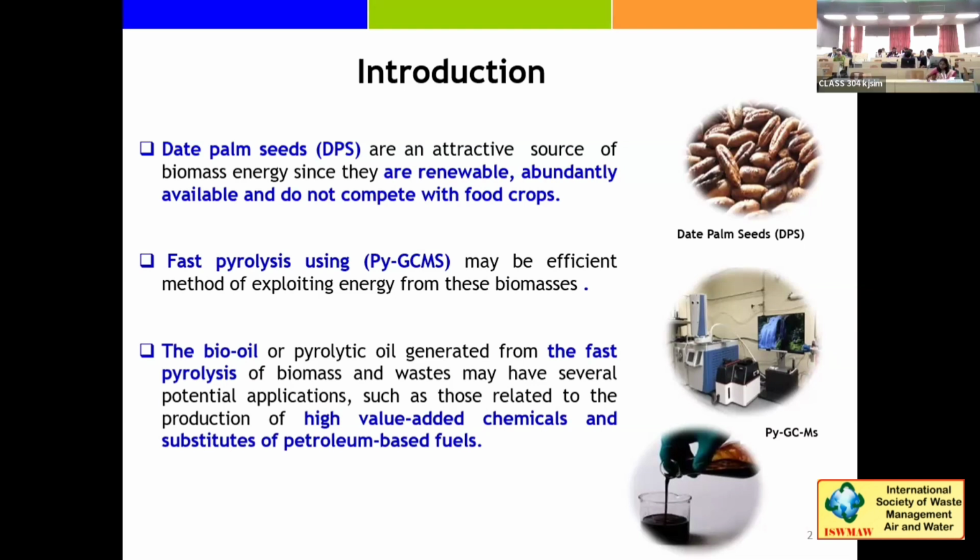So an effective method to harness energy from this biomass is through fast pyrolysis using PGCMS. This process yields a type of oil, or bio-oil, which can be used to produce high-value chemicals and replace petroleum-based fuels. So this study shows a detailed description of the pyrolysis behavior by PGCMS, giving an extensive explanation of the compounds formed and relating it with the composition of the date palm waste.